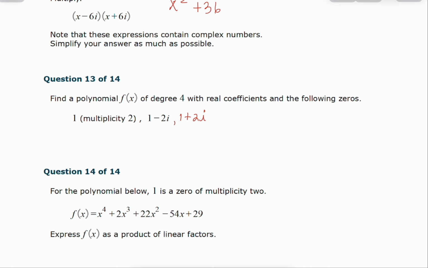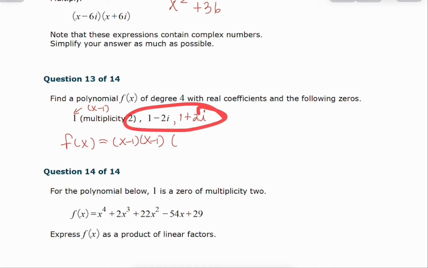And then what I'm going to do is make my polynomial. This zero here gives me a factor of x minus 1, but there's 2 of them. Now you can write x minus 1 squared, or you can write x minus 1 times x minus 1. That doesn't matter to me. And then here, I have to subtract both of those things from x. Remember, it's always x minus all the parts of my zero.